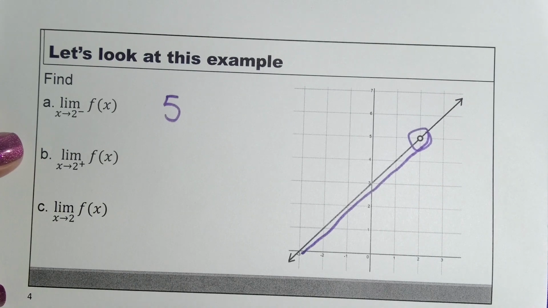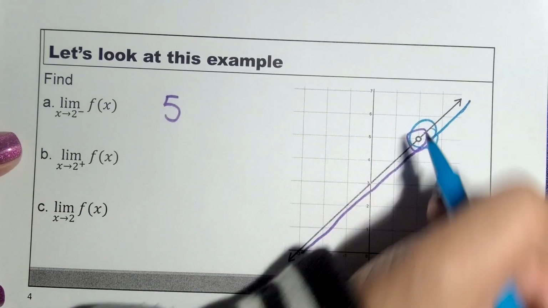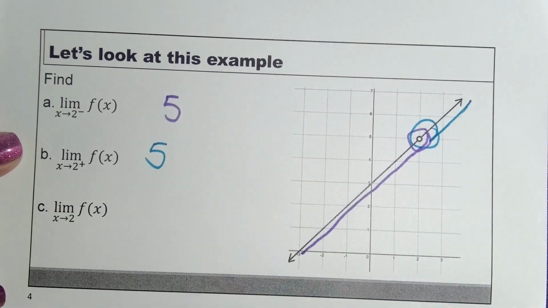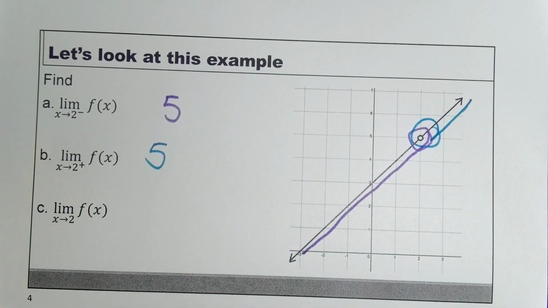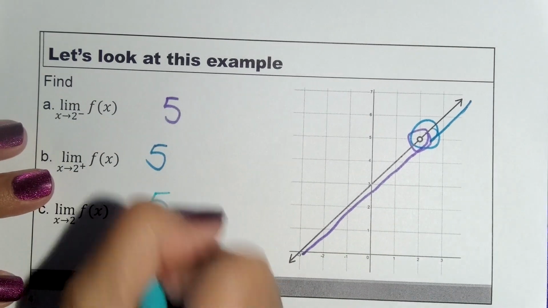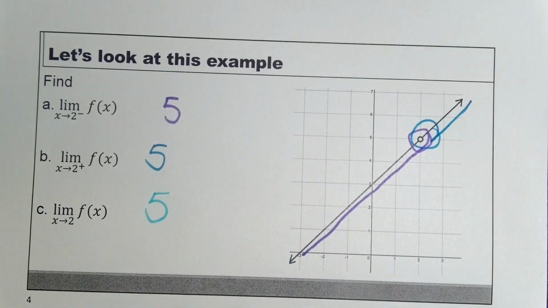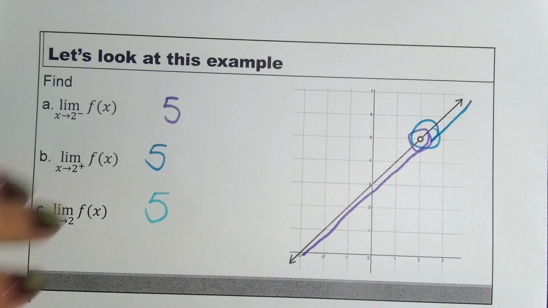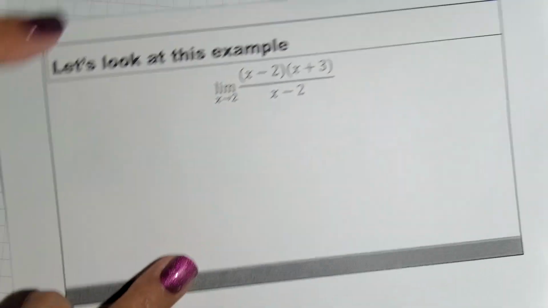What is the limit as x approaches 2 from the right? 5. If these two match, what does that mean? That's also 5. Questions on that one? You sure? Can I go to the next thing? Okay, so now we're going to the next problem.